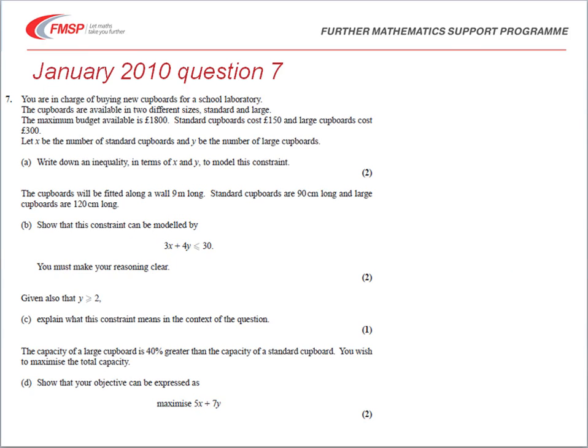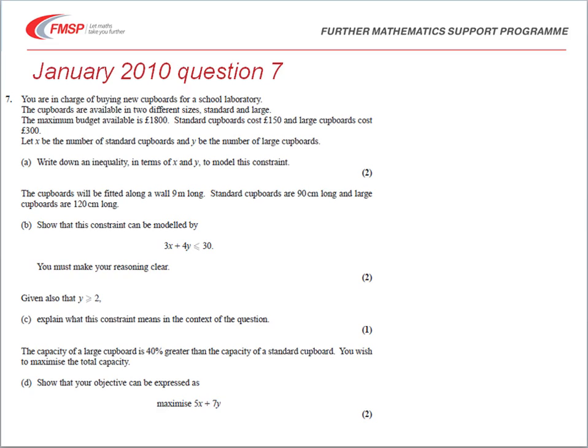Reading through this question first of all, it says we're in charge of buying new cupboards for a school laboratory, and the cupboards are available in two different sizes, standard and large. We have a maximum budget of £1,800, so this is one of the constraints, and standard cupboards are £150, large cupboards cost £300.